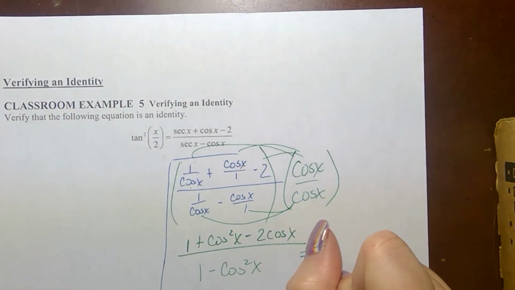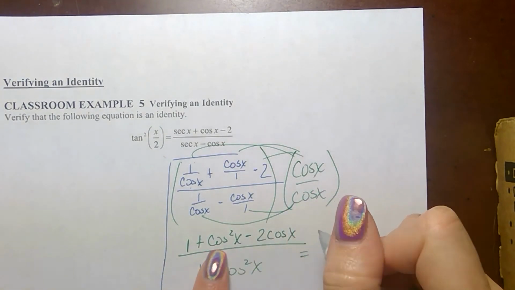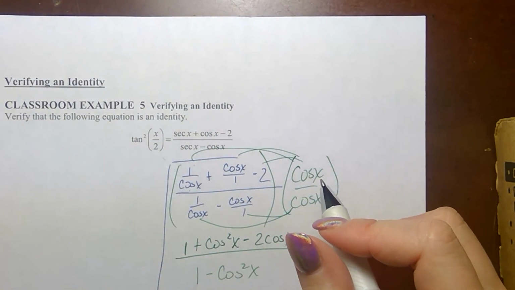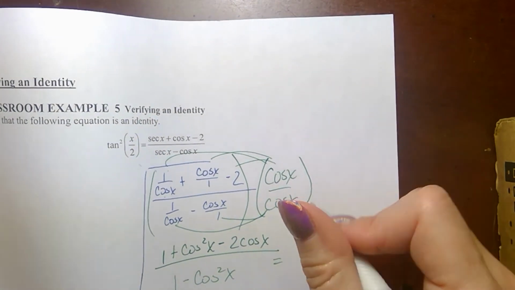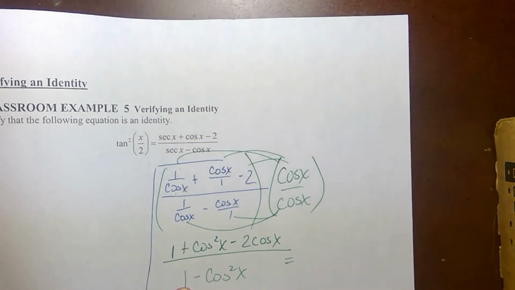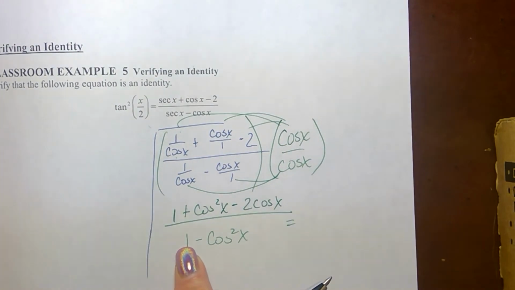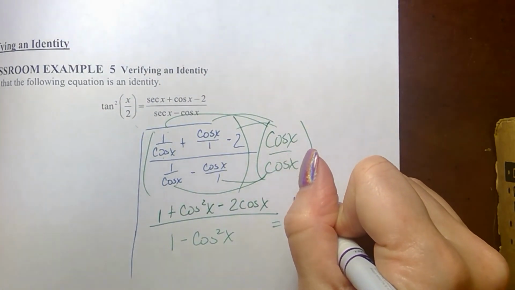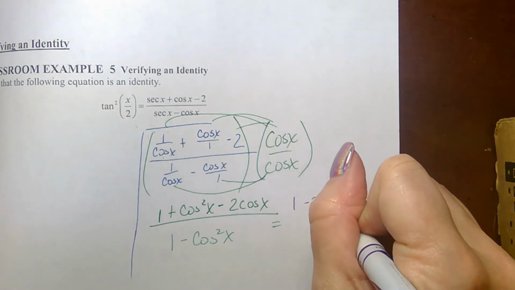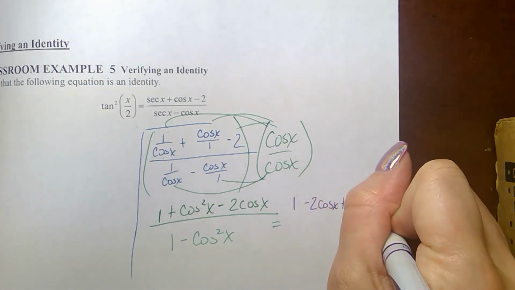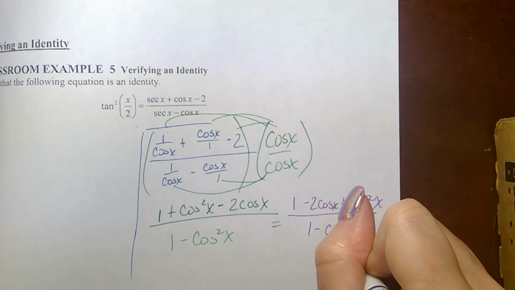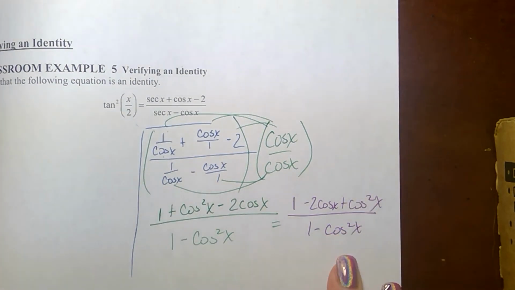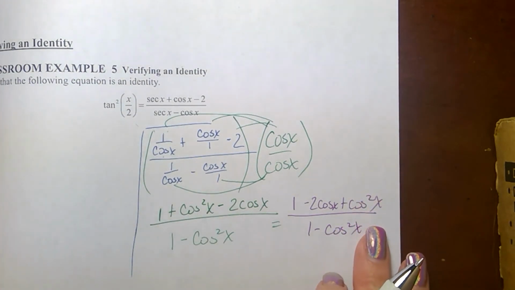Let's factor this out. If I think about rearranging the 3 terms here, because I've got my 1 first here, I'm going to leave my 1 first there. I'm going to rearrange this to be 1 minus 2 cosine x plus cosine square x, and that's going to help me when I factor it next. So that's what I'm going to do next, is factor both the numerator and the denominator.